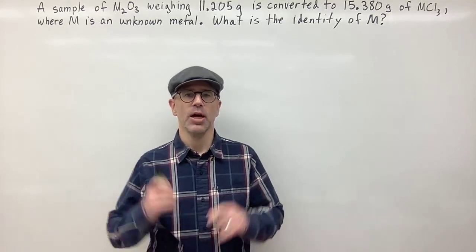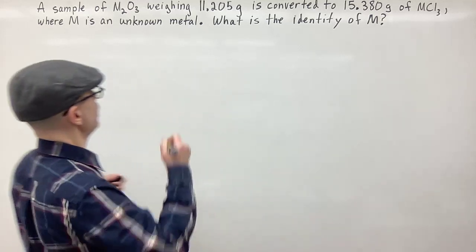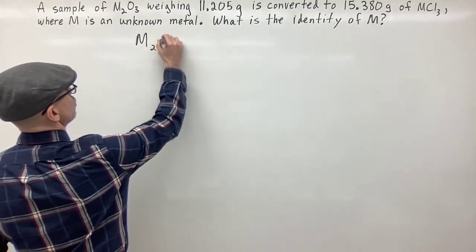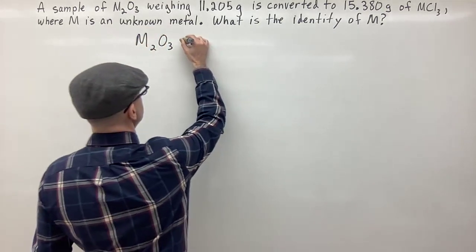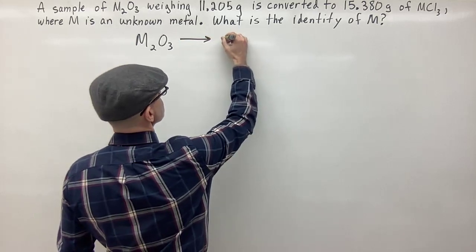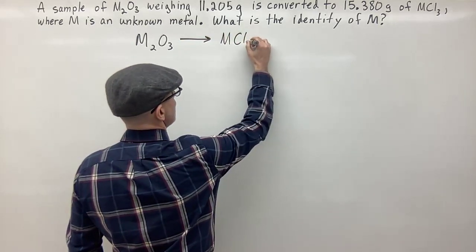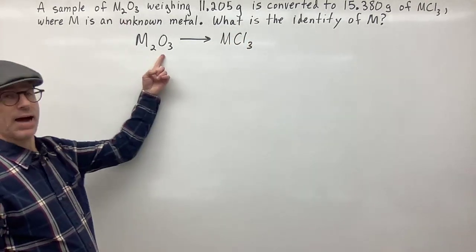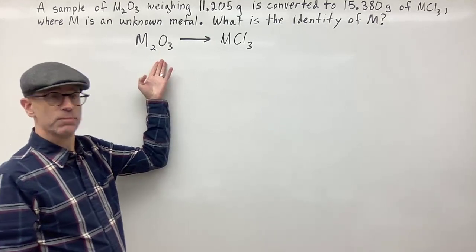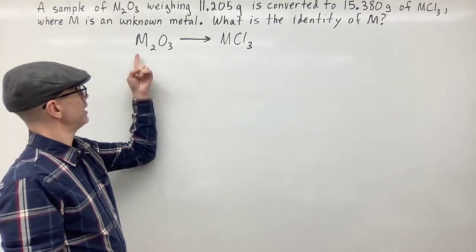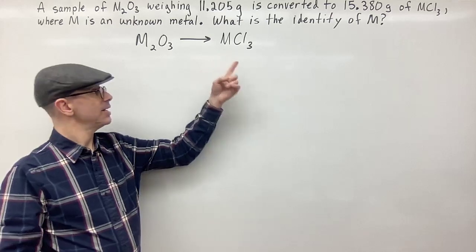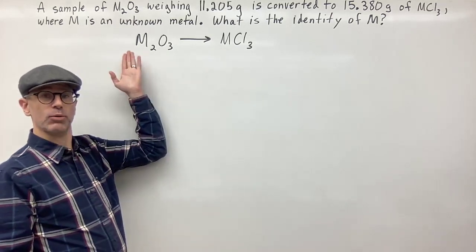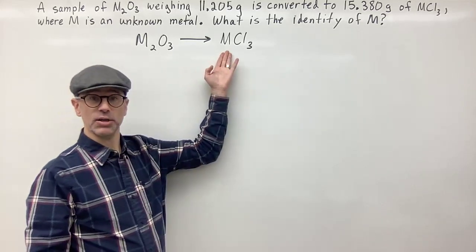But that is enough, because notice when you go from M2O3 to MCl3, we know that we have oxygen in our original sample. All the oxygen is gone, and the metal is now combined with chlorine. Now, we can assume that all of the metal that was here ends up here.